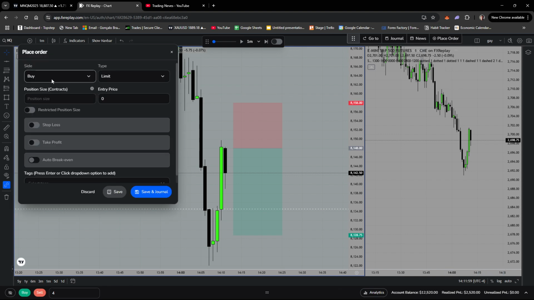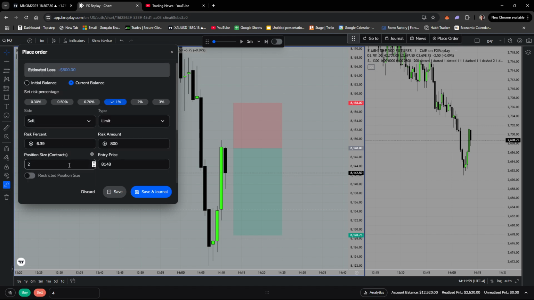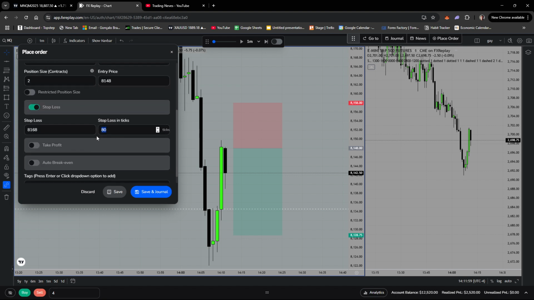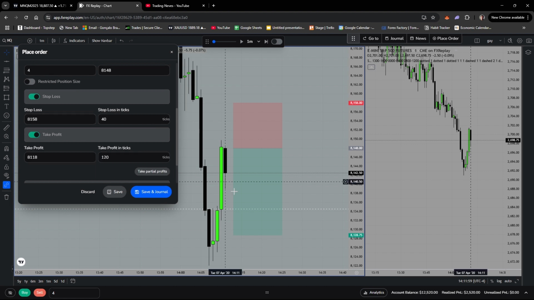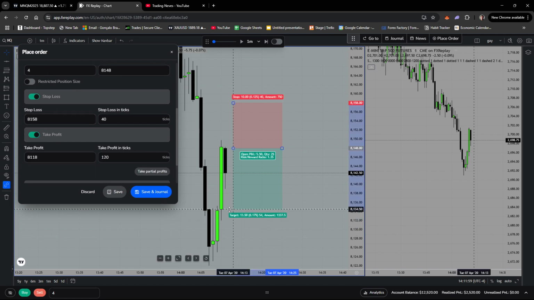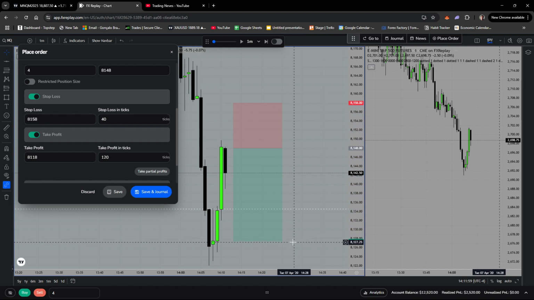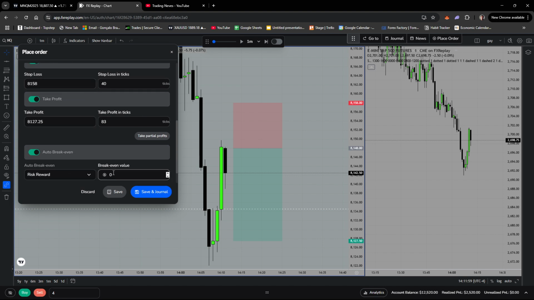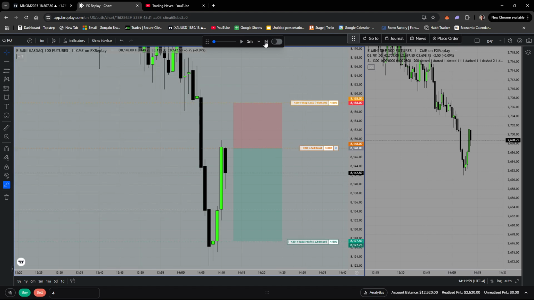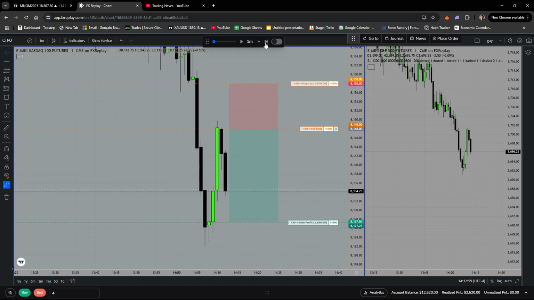Copy price, sell limit. Here, entry price. Stop loss, we want it at 40. Take profit, we want where? It's low. 1 to 2. There we go. And then auto break even at 0.9. Safe. We didn't get entered.